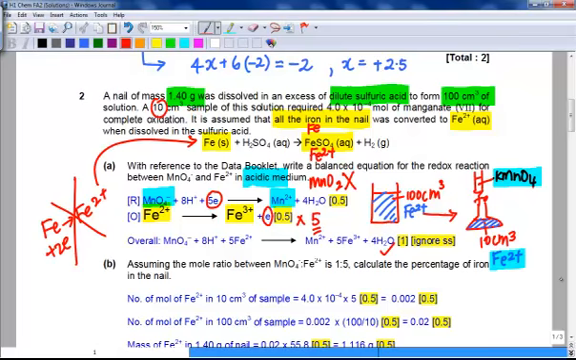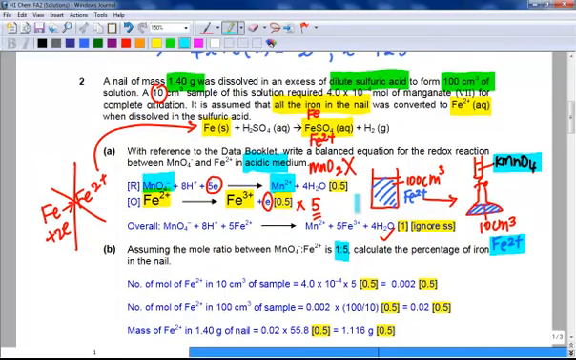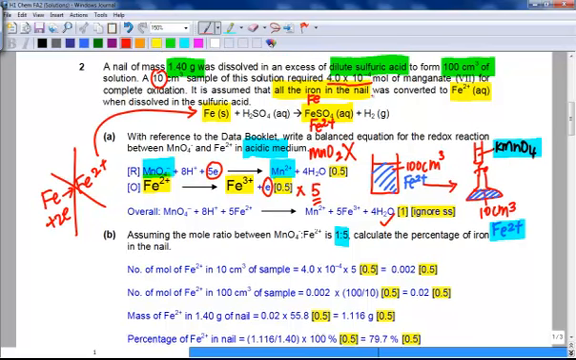Next, part B says, assuming the mole ratio between MnO4- and Fe2+ is 1:5, can you calculate the percentage of iron in the nail? So let's take a look. The question gave us that the manganate needed was 4.0 times 10 to the power of -4 moles.